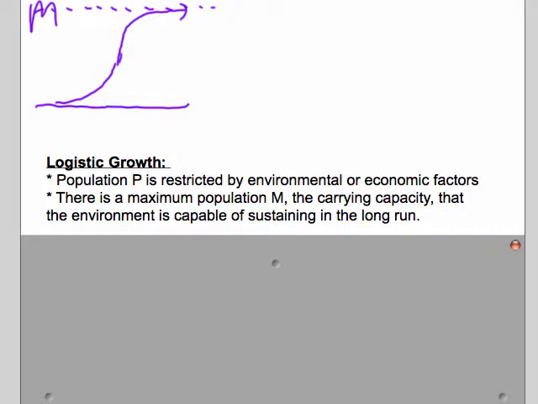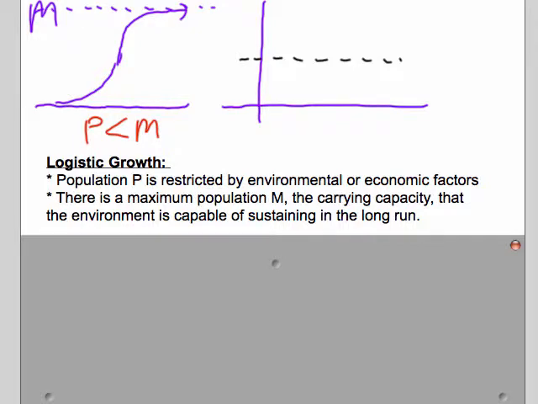Population is restricted from growing past a certain point for various environmental and economic factors, and so it starts to level off and approach some fixed carrying capacity. The graph I've drawn here is a situation when our population is smaller than our carrying capacity and grows to approach the carrying capacity. Another scenario is when perhaps you're stocking a lake with fish, and if you put too many fish into that lake, if you have an overpopulation and the lake can only support a certain amount, the population is going to decline until it approaches the carrying capacity.